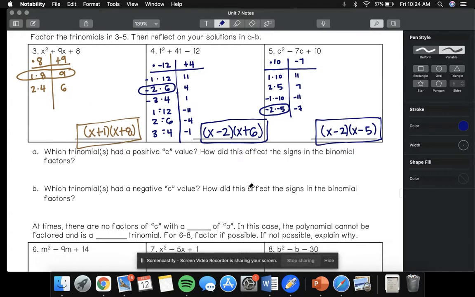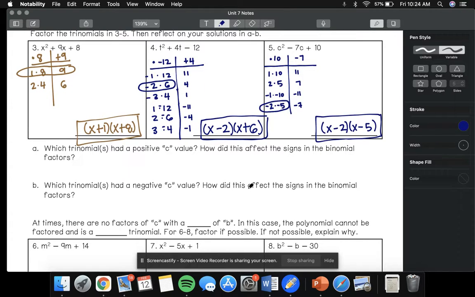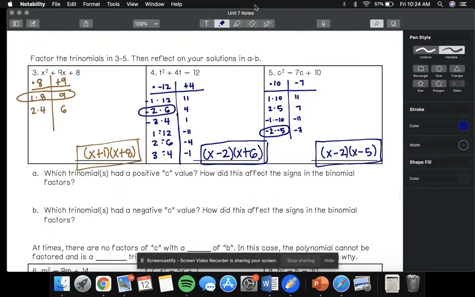Okay. Now we're just going to kind of reflect which trinomials had a positive c value. So again, the generic form right now that we're talking about is x squared plus bx plus c. So right now it's asking which had a positive c value. So it looks like 3 did and 5 did.